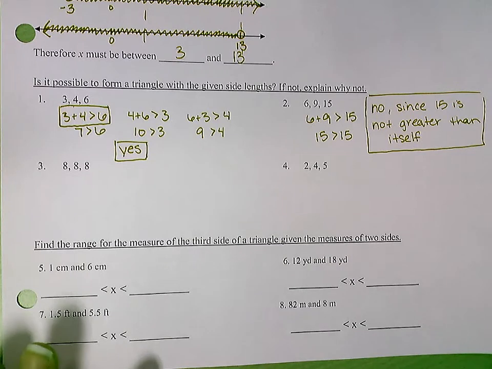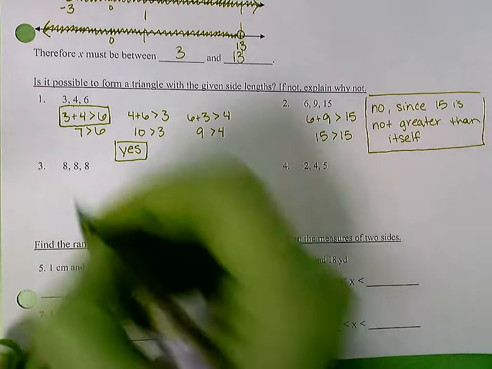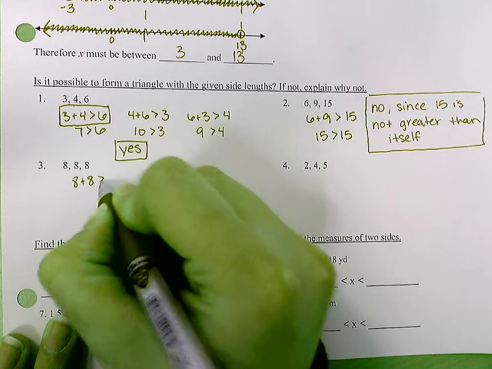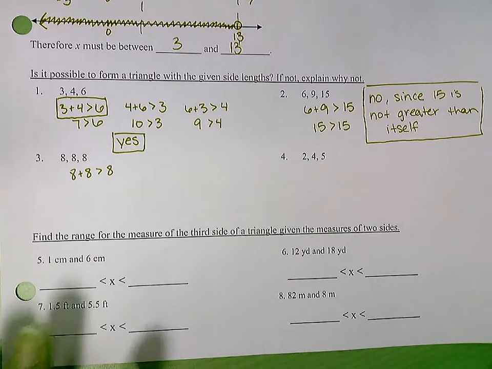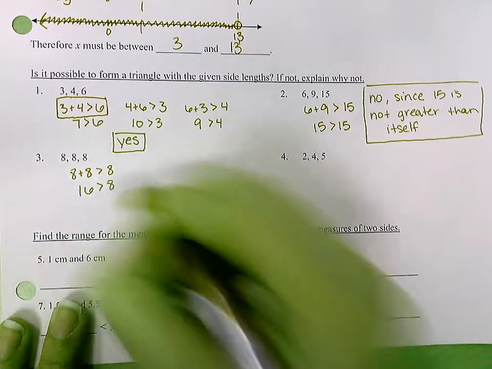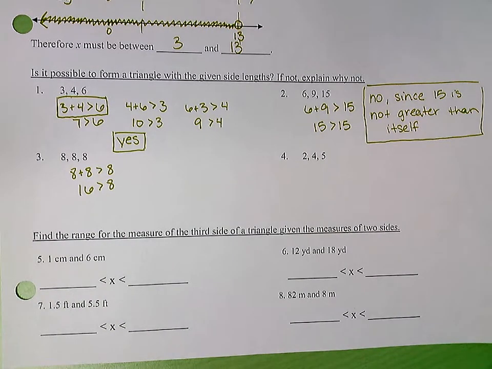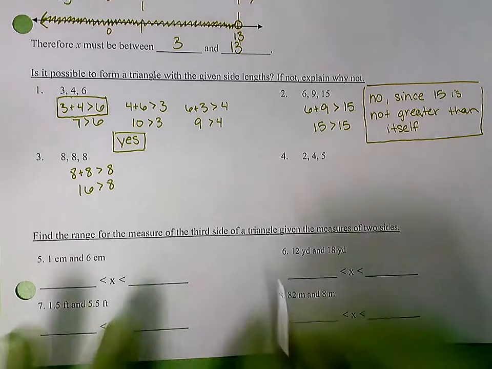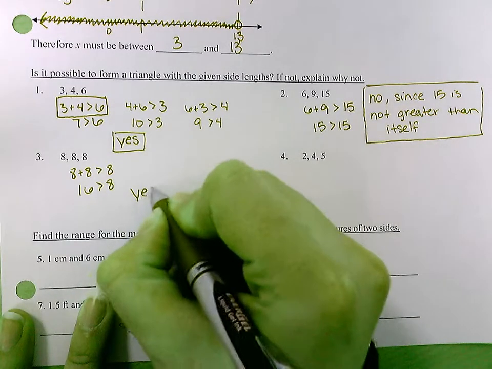Okay, number 3, if all three sides are the same, you just pick two sides, add them together. Has to be greater than the third. If they are all the same, it's obviously going to make a triangle since you double the one value. Okay, so 16 is greater than 8. So yes, a triangle is created.